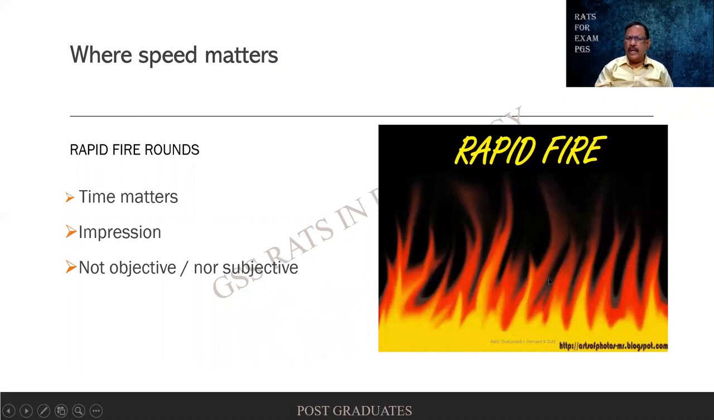There is something called a rapid fire. As I told you earlier, a student will be given marks based on the number of questions he answers within the limited period of time. If he keeps on dragging the answer for a question, he loses the chance. So if you don't know something, just say pass. But do not say pass for all the questions. So here time matters. We'll be creating an impression. And please do remember, it is neither objective nor subjective.